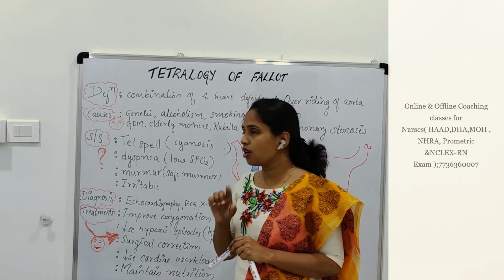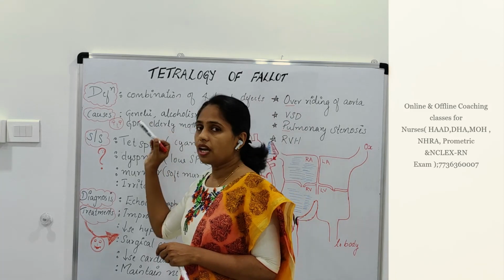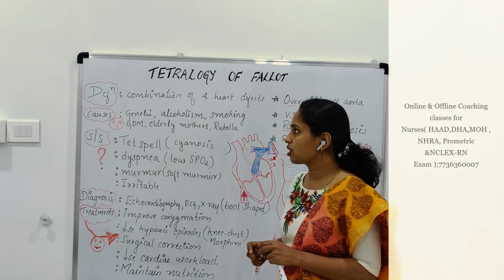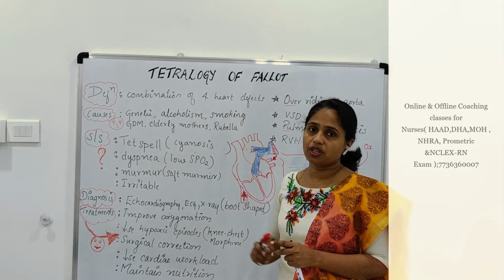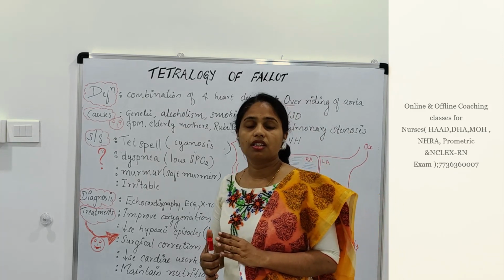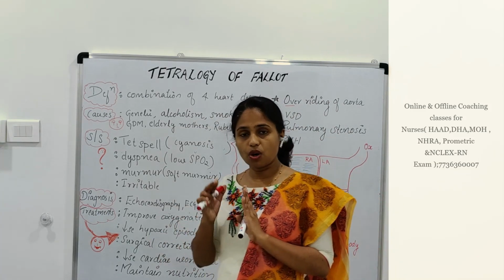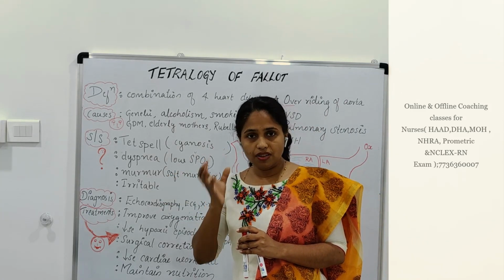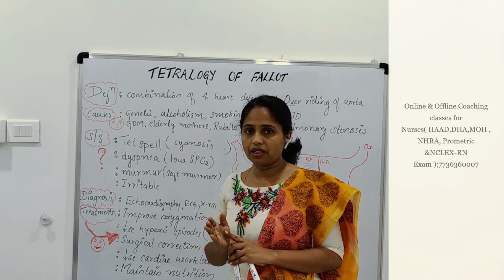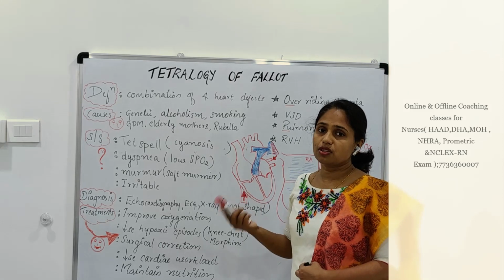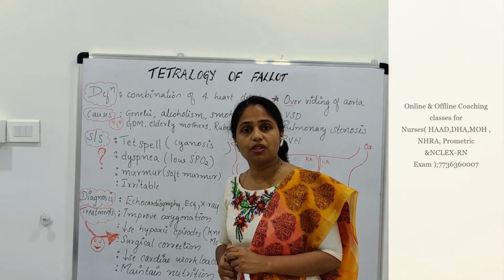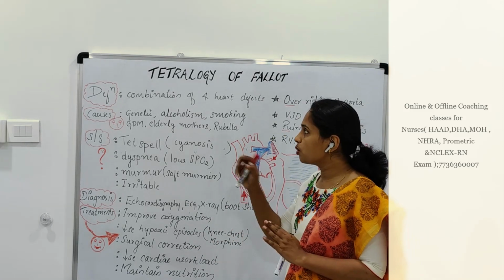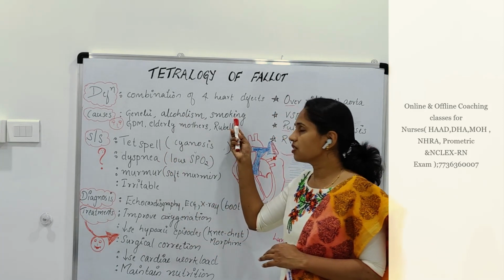Genetic is the number 1 cause, and second is alcoholism and smoking, that is, the maternal history of alcoholism and smoking. That could also alter the development during fetal development. The heart needs to develop in a good, normal manner, but in case of alcoholism or smoking, it alters the normal development of the heart. So one reason is alcoholism, and another reason is smoking.